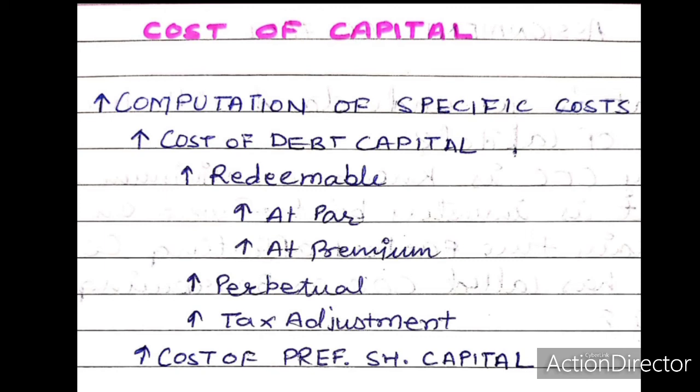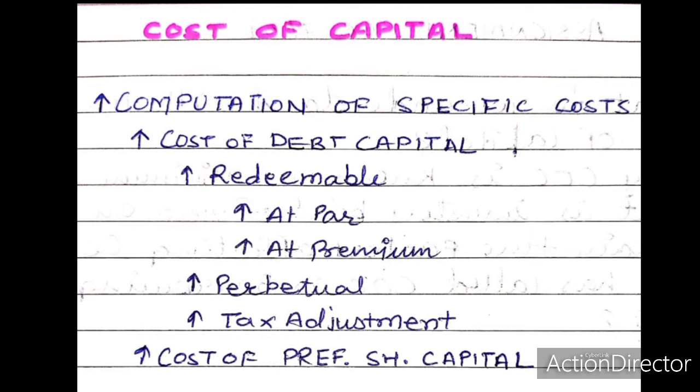Thus, the dividend expected by preference shareholders is the cost involved, and it should be computed in case of irredeemable preference shares by establishing the relationship between annual dividend income and net proceeds of their issue. The following formula is used to find out the cost of such shares. Kp equals DPS upon NP into 100, where DPS is dividend per share and NP is net proceed.